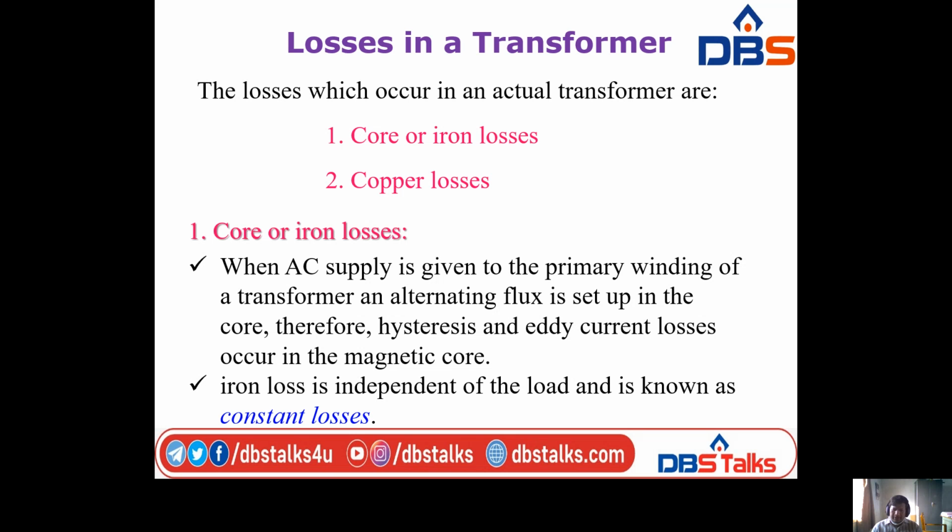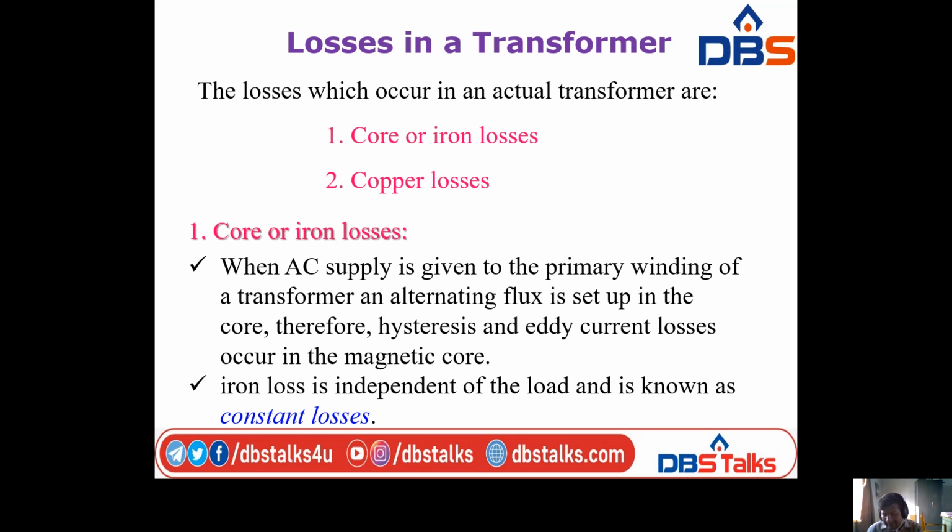What are the iron losses? They are nothing but hysteresis and eddy current losses. Hysteresis loss is due to the reversal of magnetization in the magnetic core; otherwise, the area of the BH curve gives the hysteresis loss. And eddy current losses occur in the magnetic core.